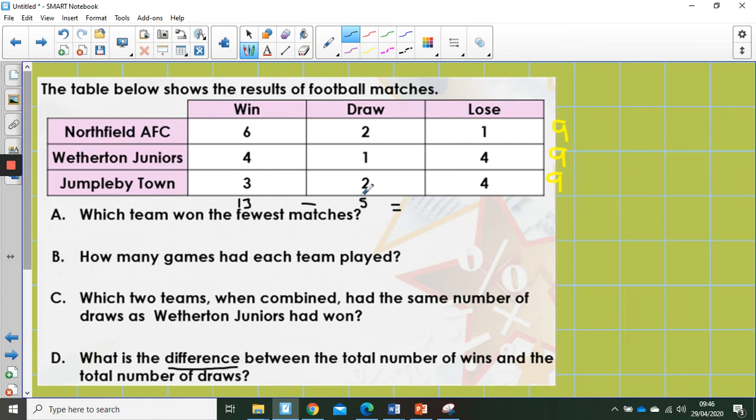You can do this by counting on from 5 up to 13, or you may be able to subtract it by counting back in ones. 13, 12, 11, 10, 9, 8.